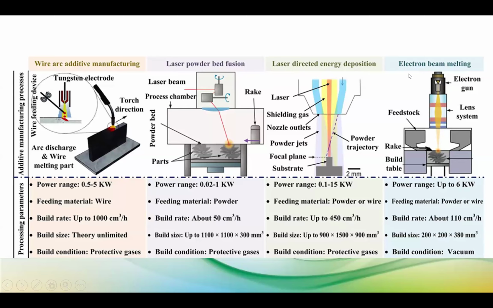And for electron beam, vacuum is another requirement. So from this particular image, we can conclude that, even if you consider only one factor, the build rate, wire arc additive manufacturing has more potential compared to the other techniques. That is one major advantage of this additive manufacturing, the high build-up rate.